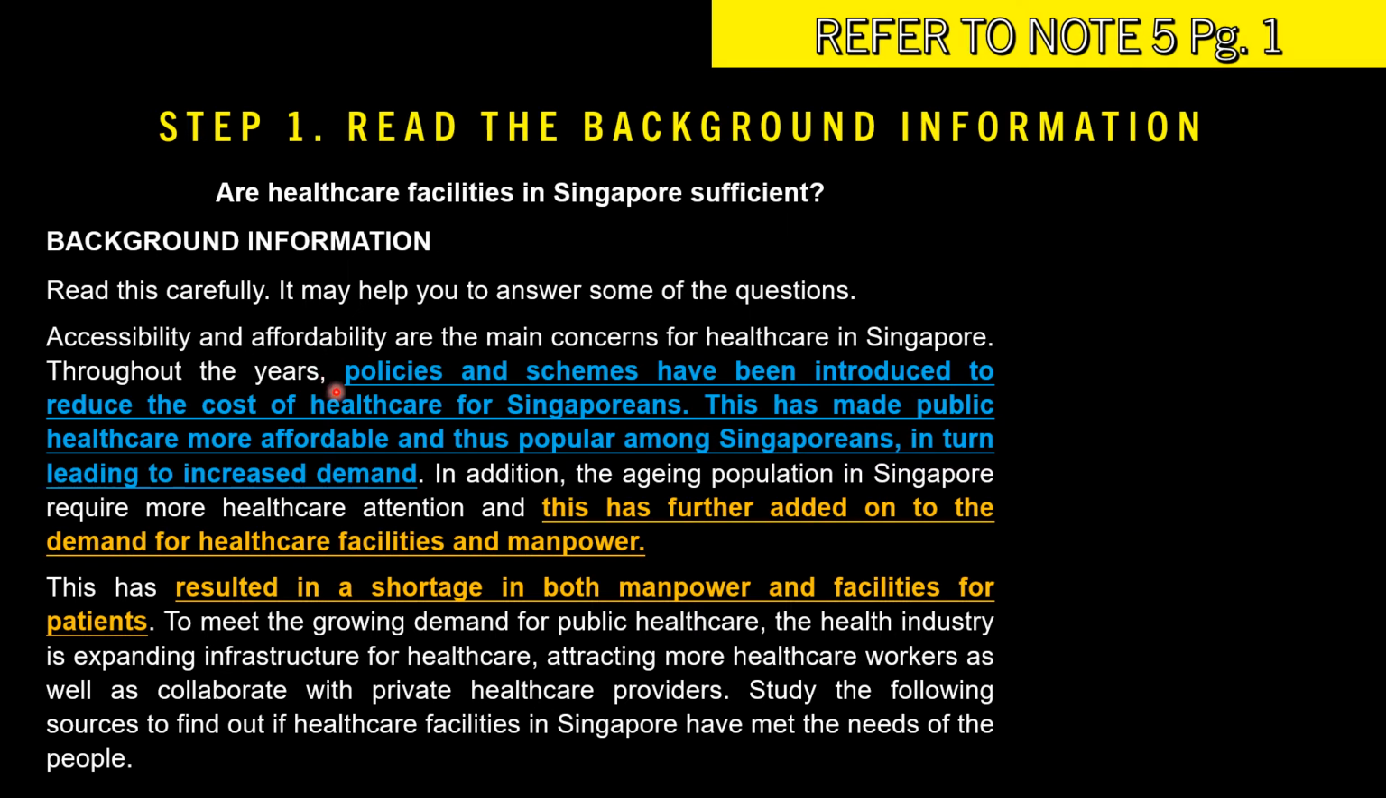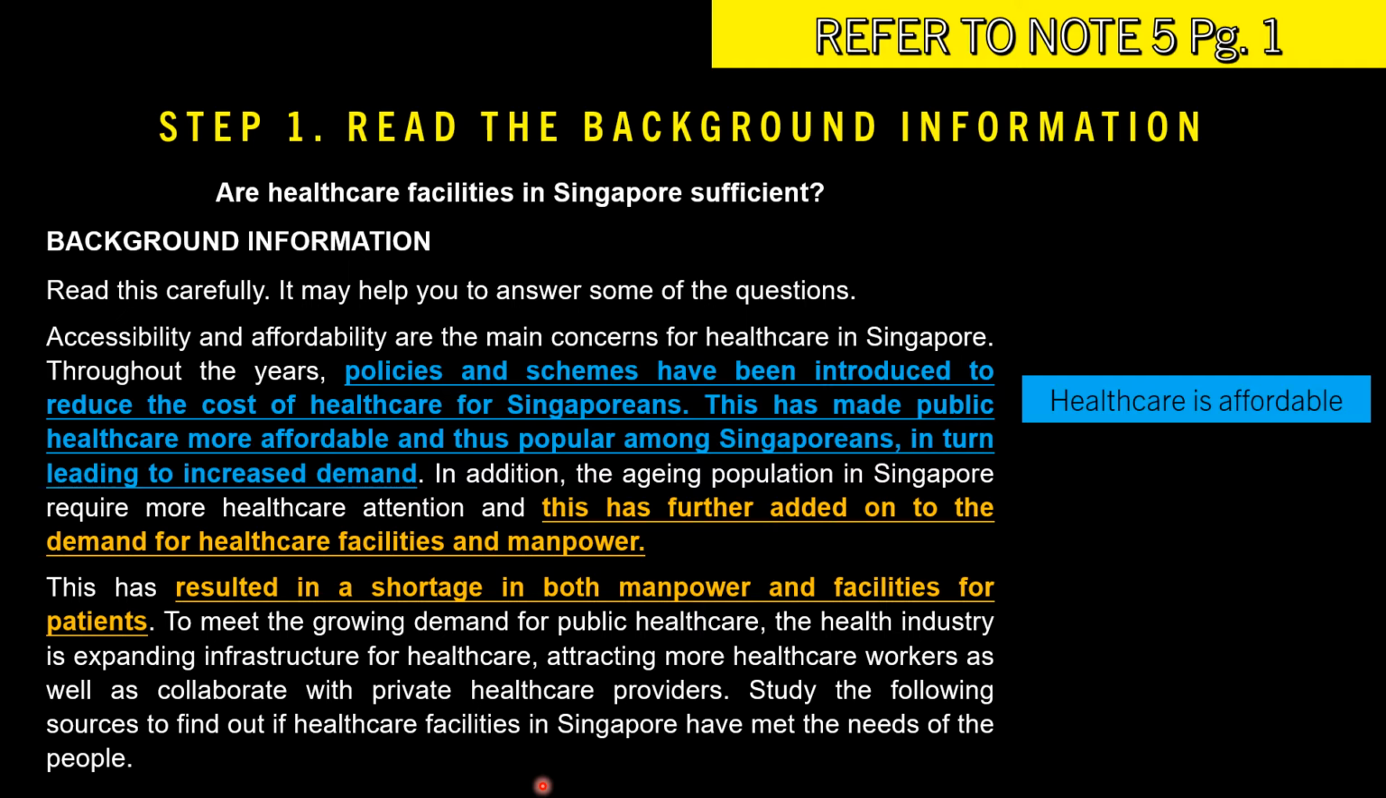And if you look at the blue color highlighted words, it actually tells you that healthcare in Singapore is made affordable. You can see that the question that they ask you, are healthcare facilities in Singapore sufficient? That means there will be sources that will say yes, it is sufficient. There'll be sources that says that no, it's not sufficient. We're going to unpack what is the meaning of sufficient in a bit. But the blue color actually means that healthcare is affordable.